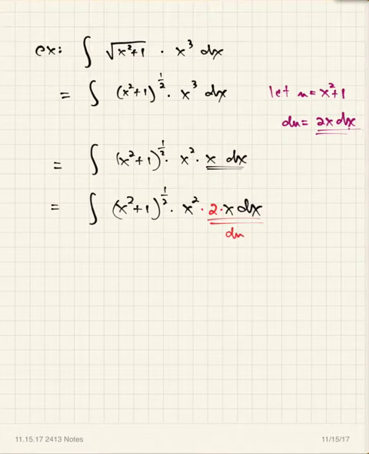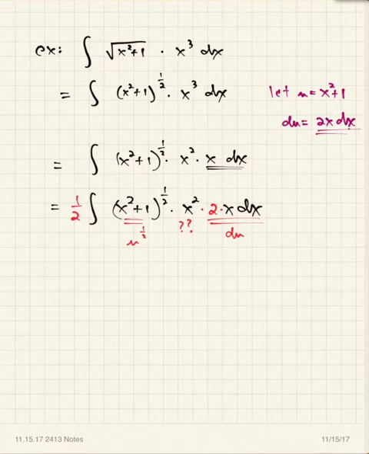And what do I have to do on the outside? I have to multiply by the reciprocal of 2, which is 1/2. Okay, so now where are we with the problem? Well, the 2x dx is du. I've got that worked in there. The x squared plus 1, that's a u right there, so that's going to be u to the 1/2. But I still have this x squared sitting here that I don't have in terms of u.